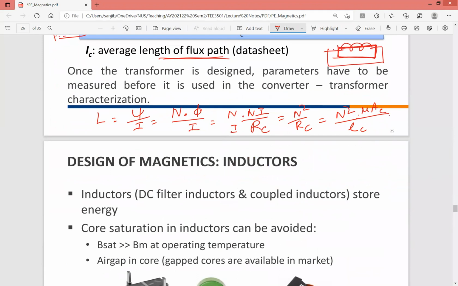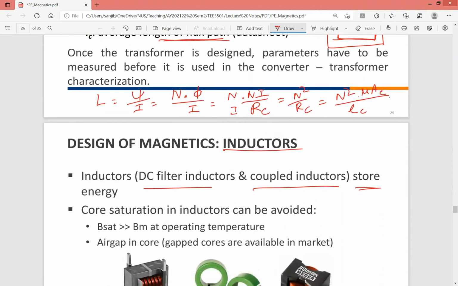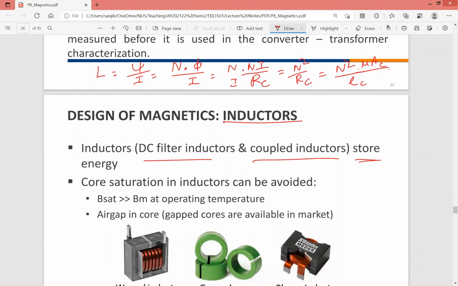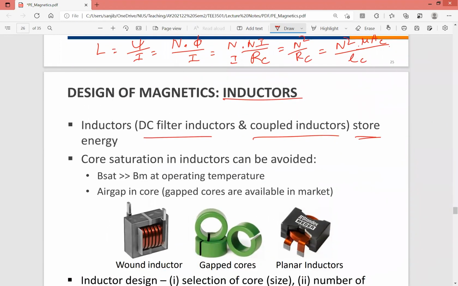Now, inductors are single coils. Of course, there could be coupled inductors also. The main difference between an inductor and a transformer is that inductors don't transfer power. They just store energy because they're excited one coil at a time. So there is no power transfer between winding to winding at the same time. So here the design is slightly different.